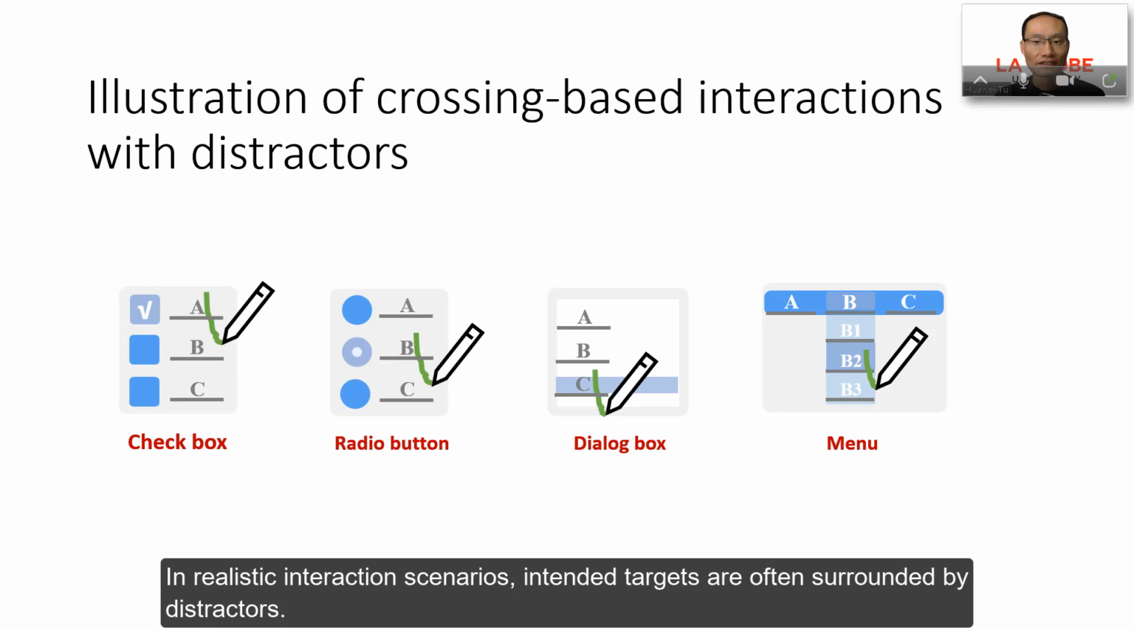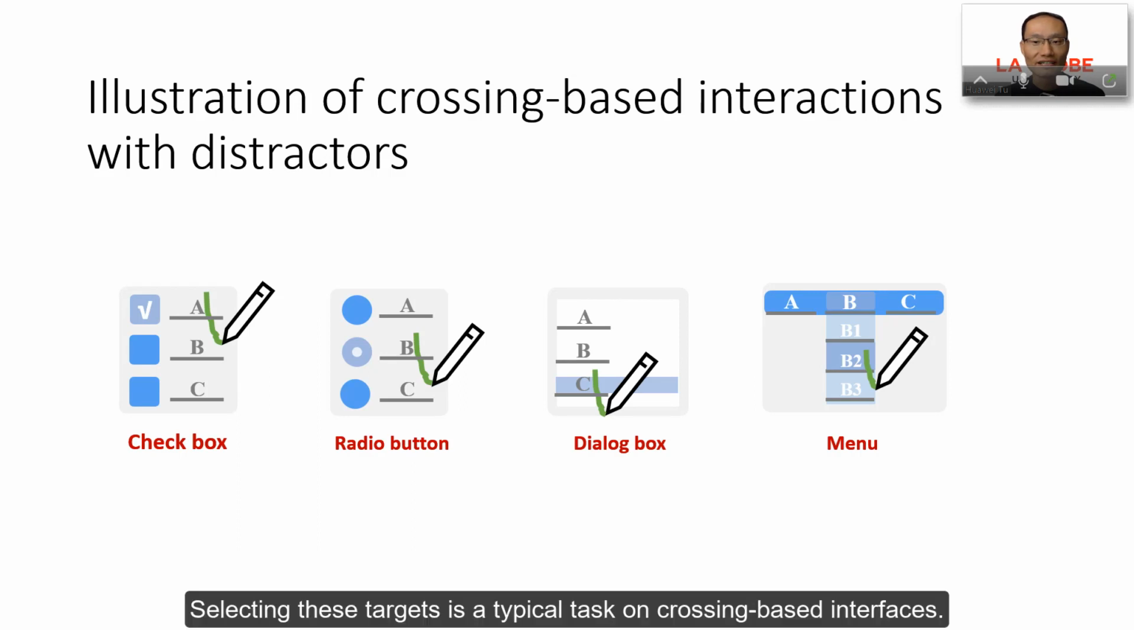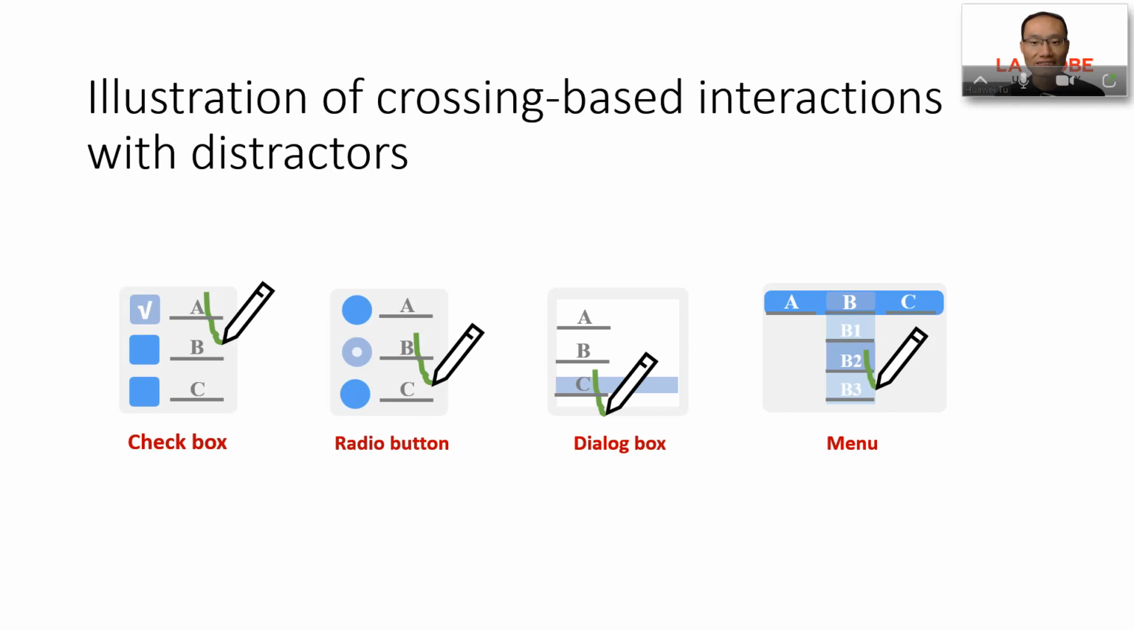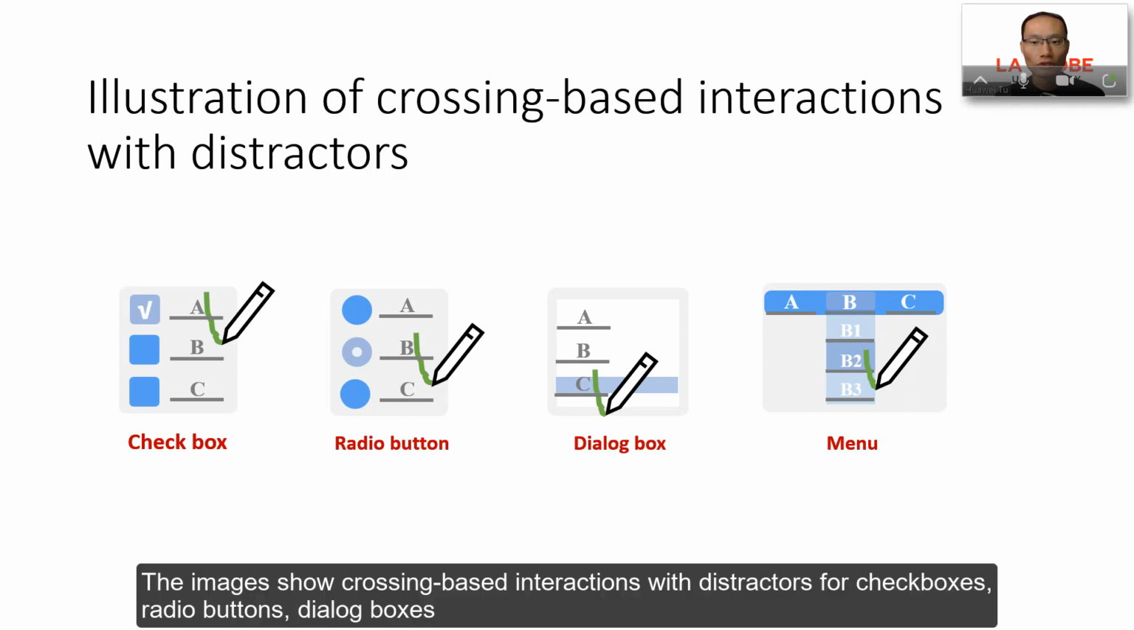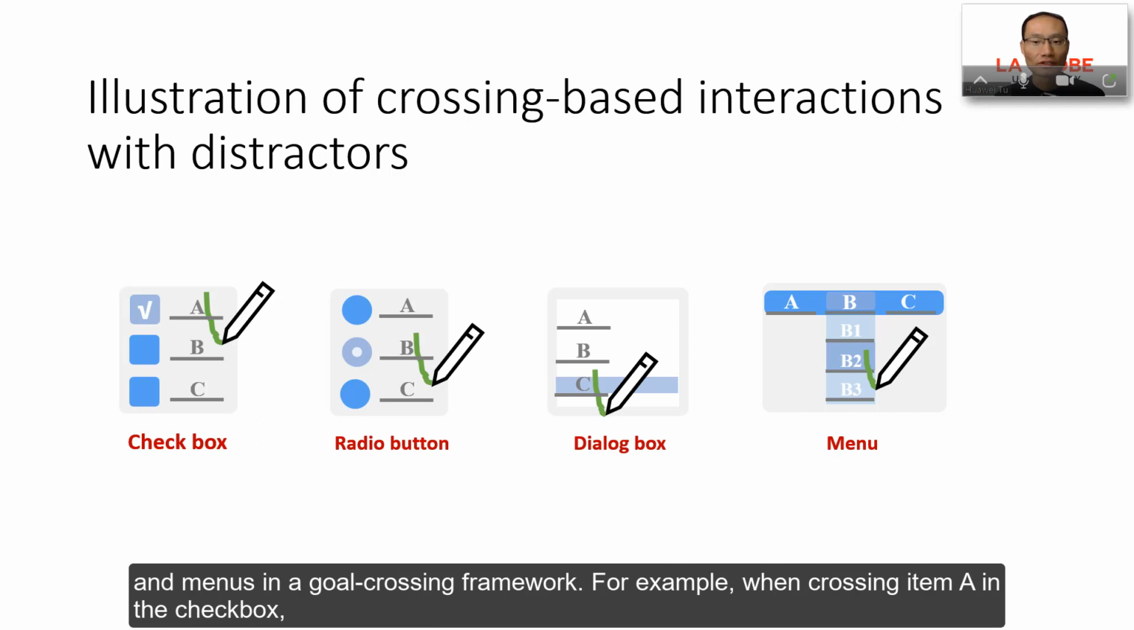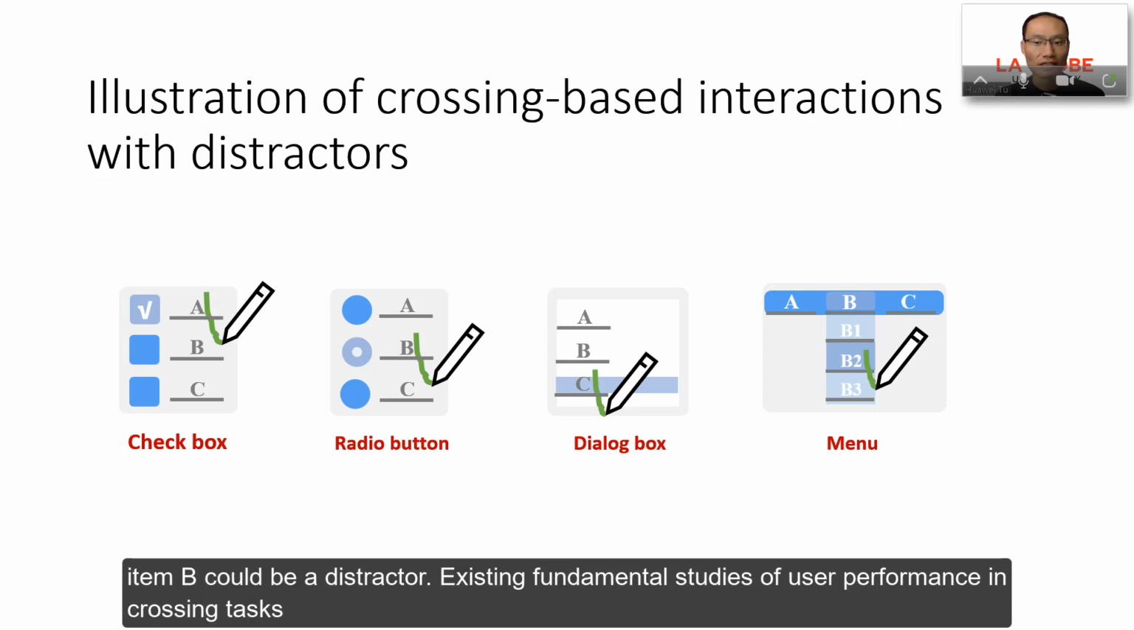In realistic interaction scenarios, intended targets are often surrounded by distractors. Selecting these targets is a typical task on crossing-based interfaces. The images show crossing-based interactions with distractors for checkboxes, radio buttons, dialog boxes, and menus in a Go crossing framework. For example, when crossing item A in the checkbox, item B could be a distractor.